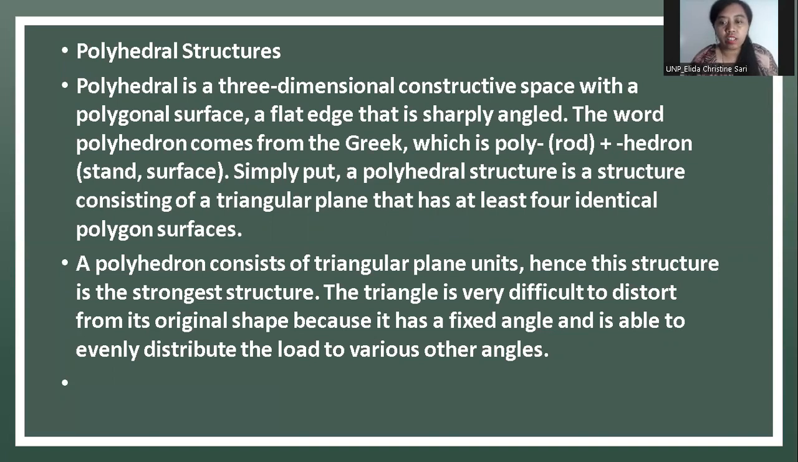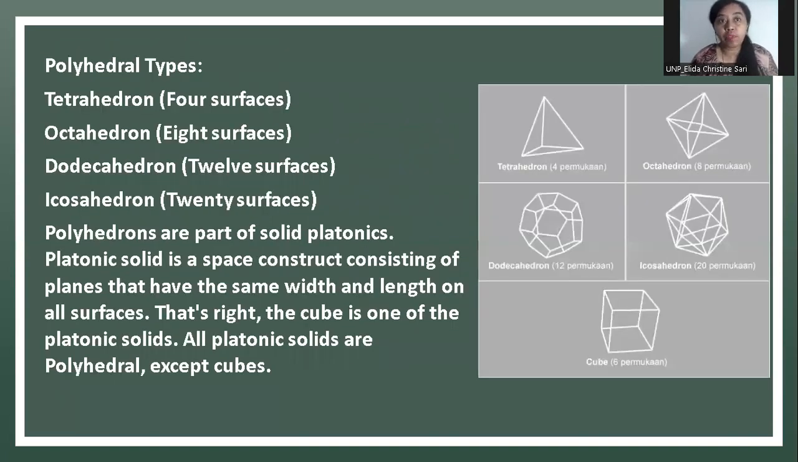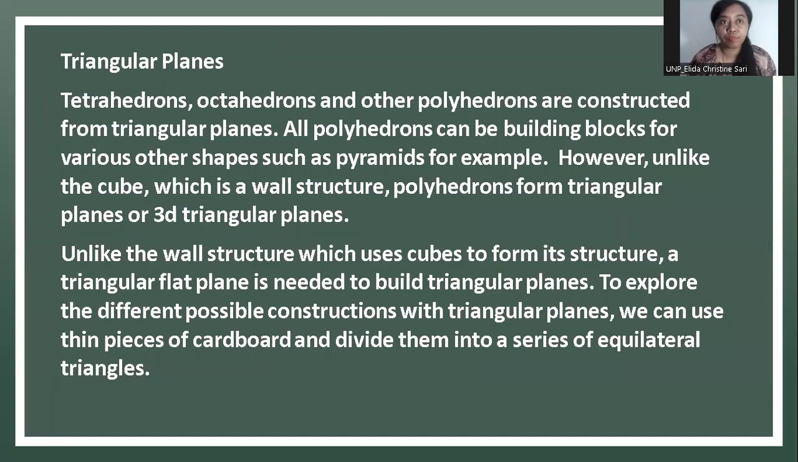And then the next is the polyhedral types. Can you explain to me? Okay, there is the tetrahedron, this has 4 surfaces, and then the octahedron, this has 8 surfaces, or the dodecahedron, this has 12 surfaces, and then the icosahedron, this has 20 surfaces. These are some examples of polyhedra that you can see beside you. You can combine them to express an idea to design Nirmana basic geometry.